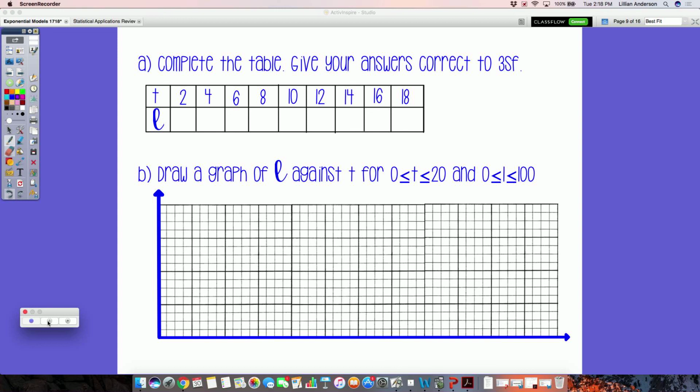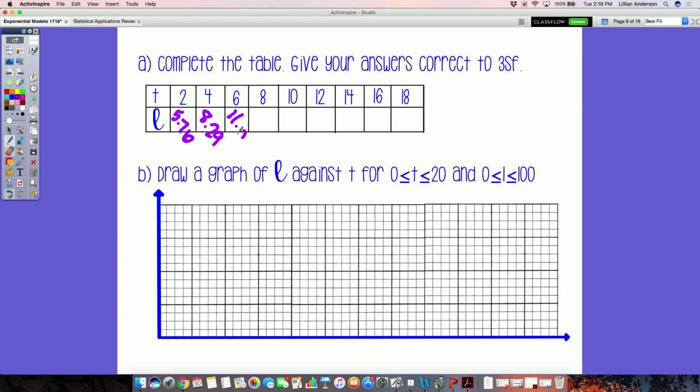T is 2. What's the length? 5.76. 4. 8.29. 6. 11.5. 8, 10. 24.8. Is it 8? Yes. I just spoke wrong. 12, 35.7. 14, 16, 17.0. 74.0, and 18. 106.